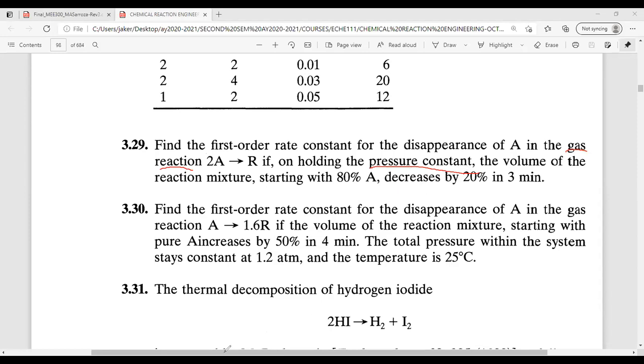Okay, I took a picture that way. We will not have to go back to that. So let's go to the solution to this problem. So this is 3.29 from Levenspiel.